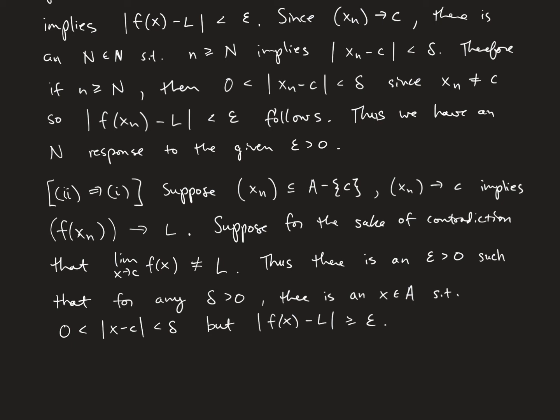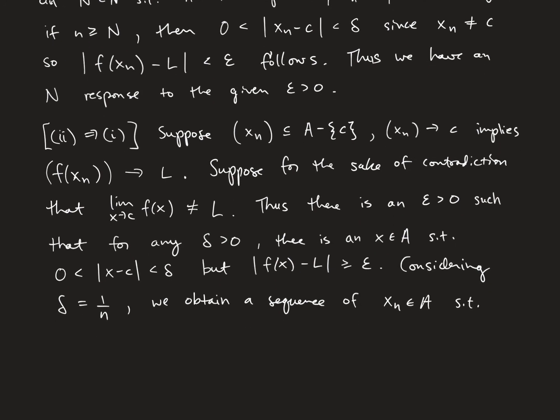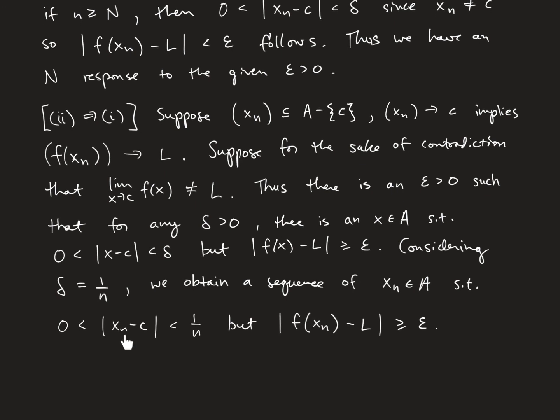Okay, so considering delta equals 1 over n, we obtain a sequence of xn in A such that xn is within 1 over n of C, but f of xn minus L is greater than or equal to epsilon. Okay, so clearly xn is converging to C.